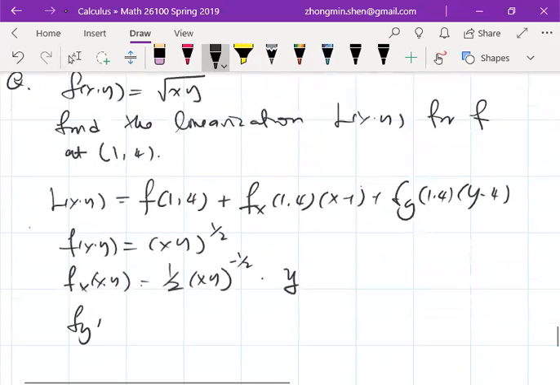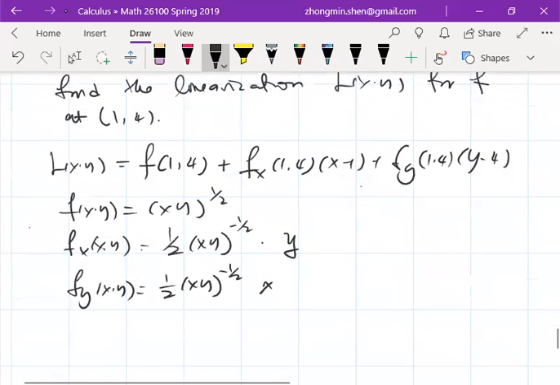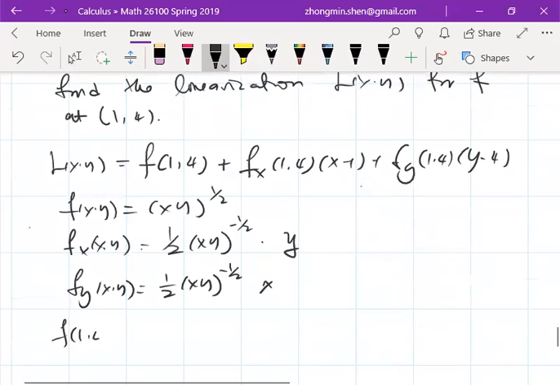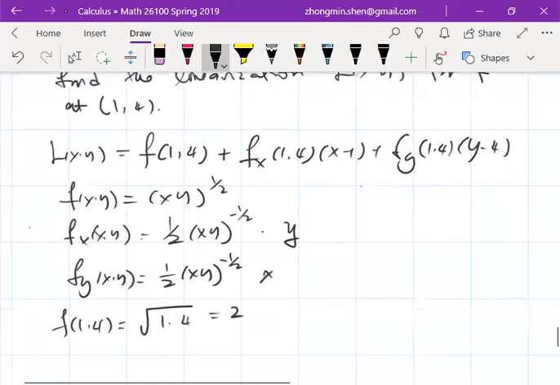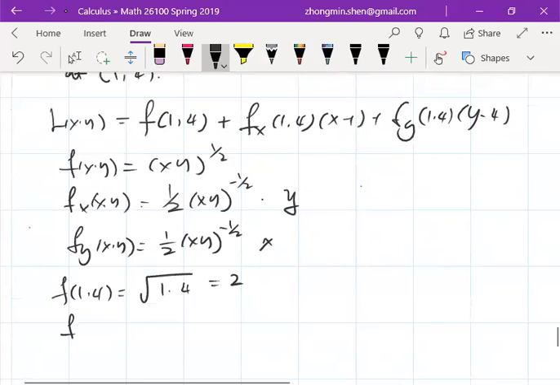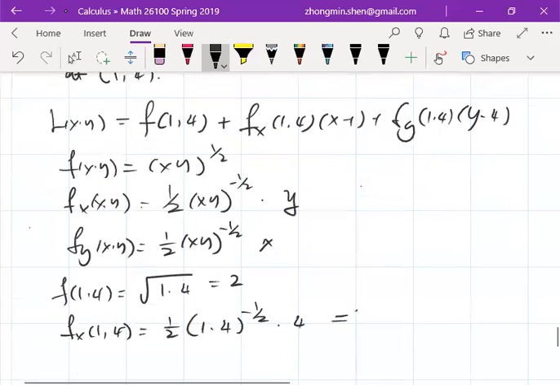Then you differentiate with respect to y. You get x here, because the derivative of x times y with respect to y, the y is gone, x is left. All right, so now you have to evaluate all those. So it's going to be 1 times 4, which is 2. That's easy, right? And f prime at 1 and 4, 1/2, 1 times 4 to the negative 1/2. What is y? Y is 4. I get 1.